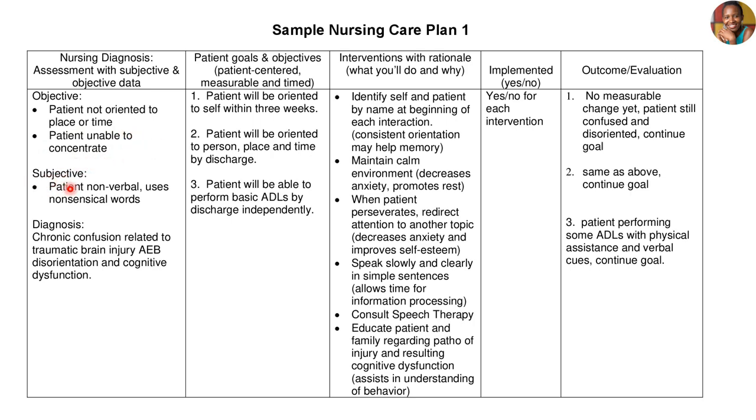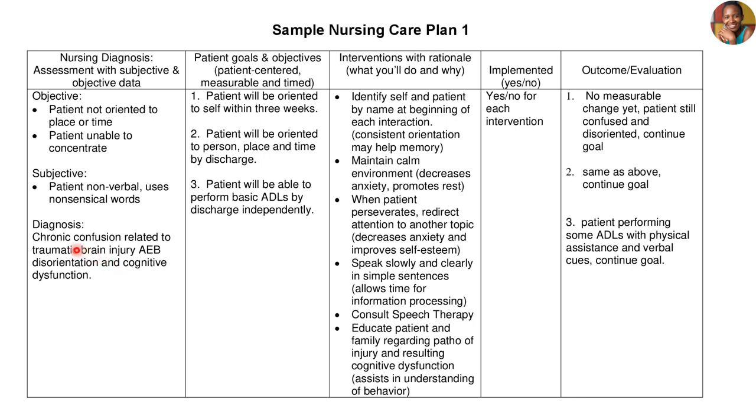Subjective data: what is the patient doing that you saw? So patient is nonverbal, uses nonsensical words. You can even write the words that the patient is saying that don't make sense. Then with this data now is when you come here and get your diagnosis. So like in this case, the nurse here has chronic confusion related to traumatic brain injury as evidenced by disorientation and cognitive dysfunctions.